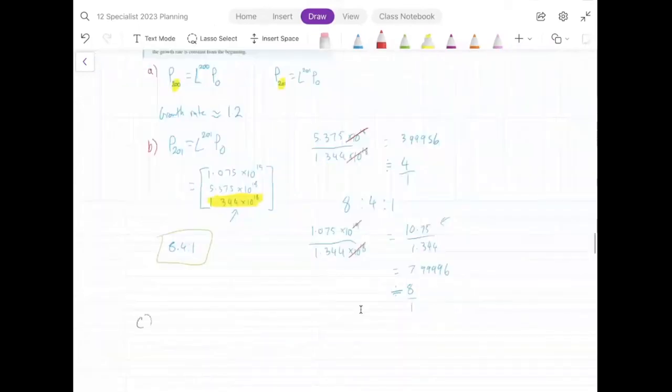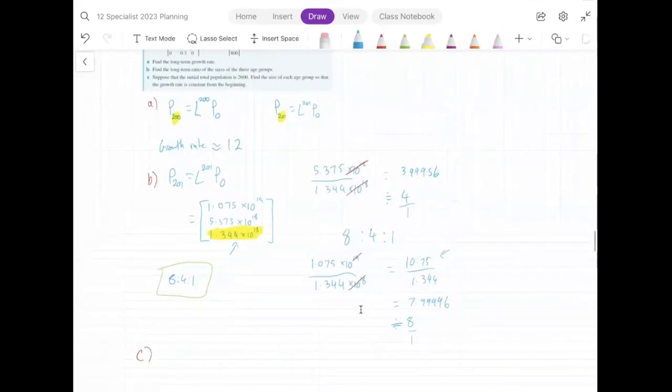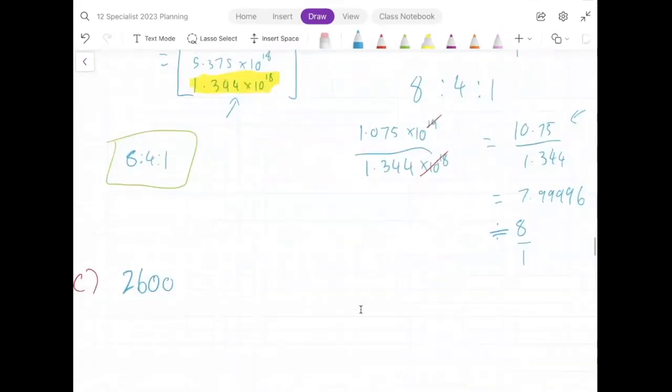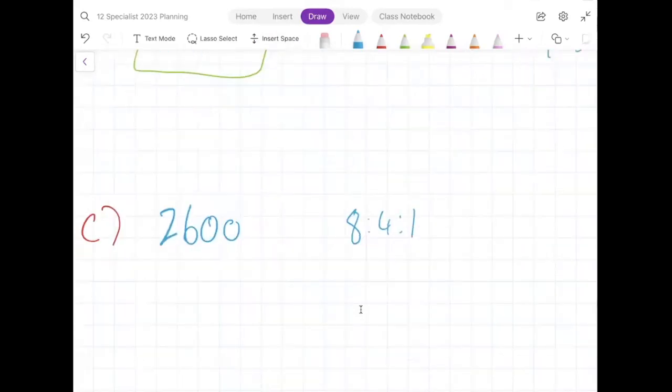Okay, for part C, I have 2,600 people. I'm going to divide each of those by my ratio of 8 to 4 to 1. This might be a skill you haven't done since like year 8, might be the last time you've done this. So to divide a value in a given ratio, I just add all my parts together. That's going to equal 13 different parts. So 8 plus 4 plus 1 gives me 13 parts.